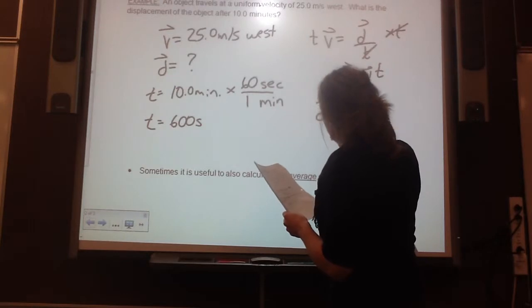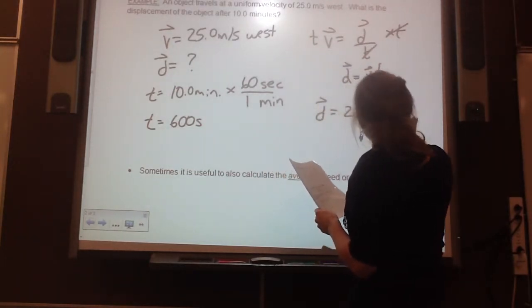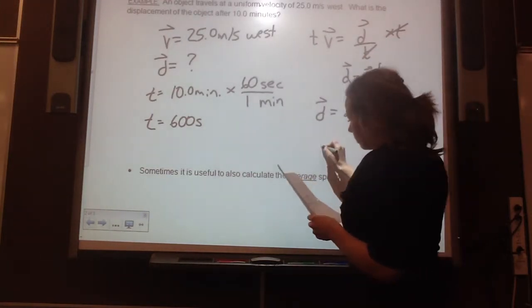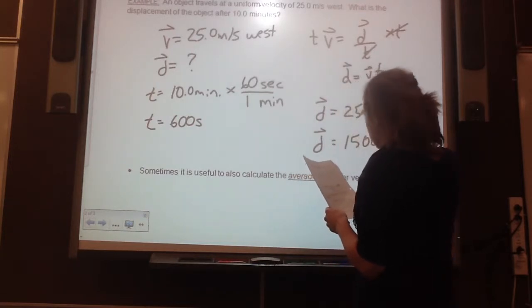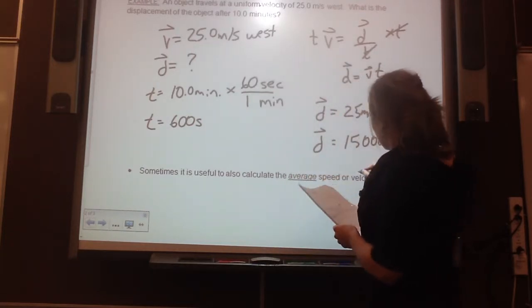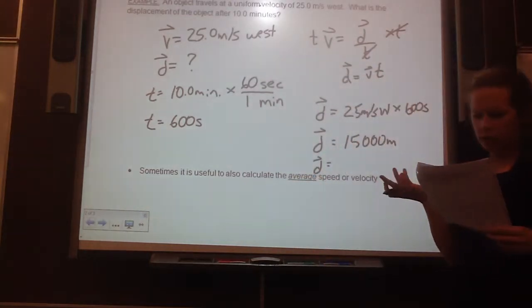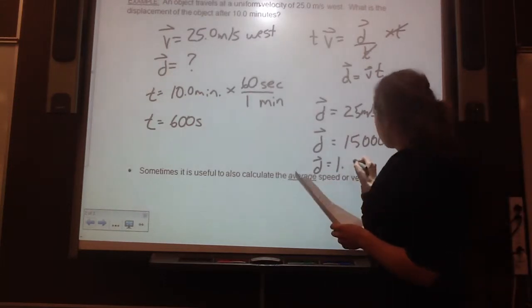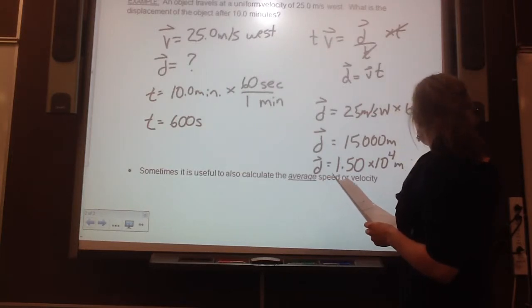So d is equal to 25 meters per second west times 600 seconds. d is equal to 15,000 meters. Specifically, then, sig digs: how many sig digs do I have? 3. So I need to go 1.50 times 10 to the power of 4 meters west.